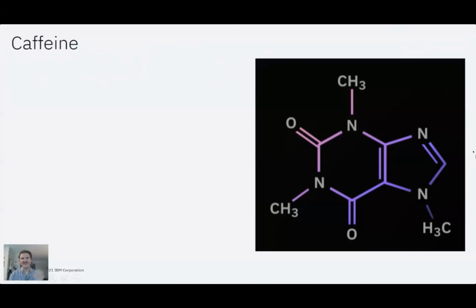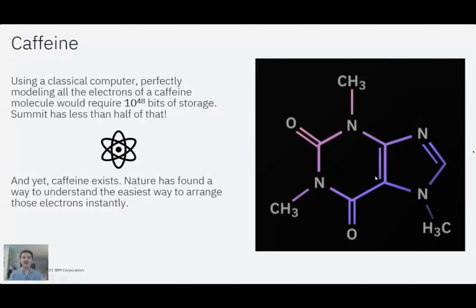That's right, caffeine. This is a caffeine molecule right here. There are traditional methods that we can use on computers to approximate a lot about the caffeine molecule. But if you wanted a computer to represent a caffeine molecule at one single instant with complete fidelity, it would take roughly 10 to the 48 bits of storage to look at. So using a classical computer, which is your laptop, your phone, any type of computer that you have known up to today, it would take 10 to the 48 bits of storage. And that Summit supercomputer has less than half of that.